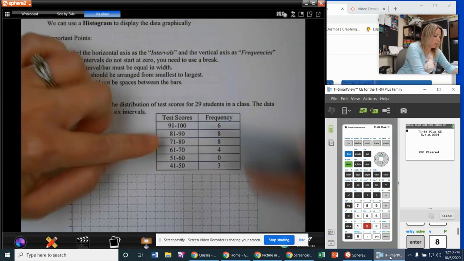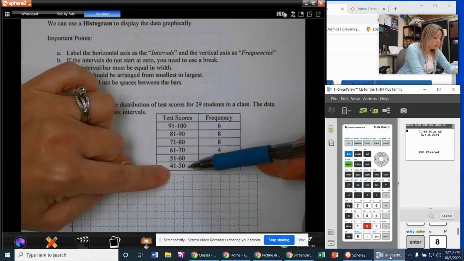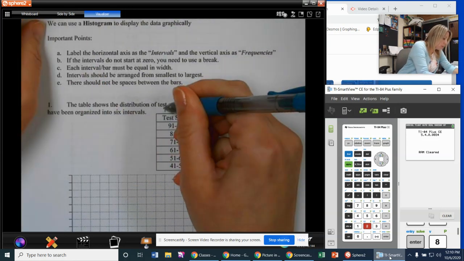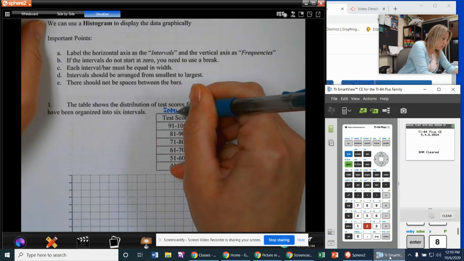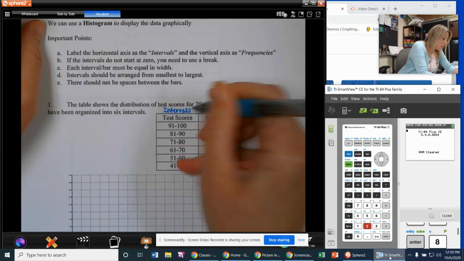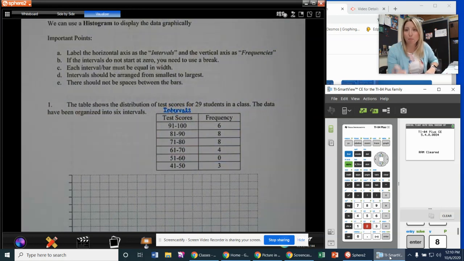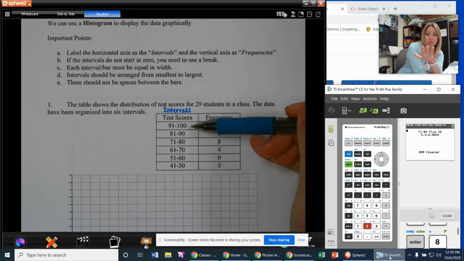I want you to notice that these intervals, we're going to call them, these intervals all have the same number of potentials in them. 91, 92, 93, 94, 95, 96, 97, 98, 99, 100. 10 potential scores in this interval.